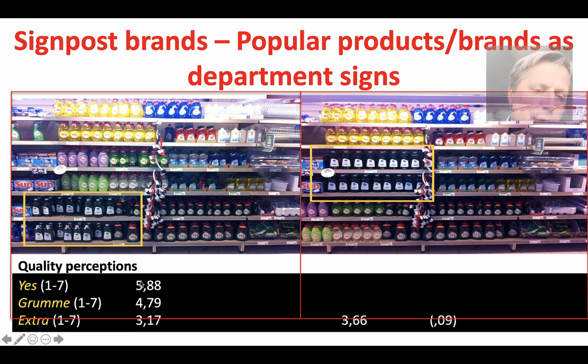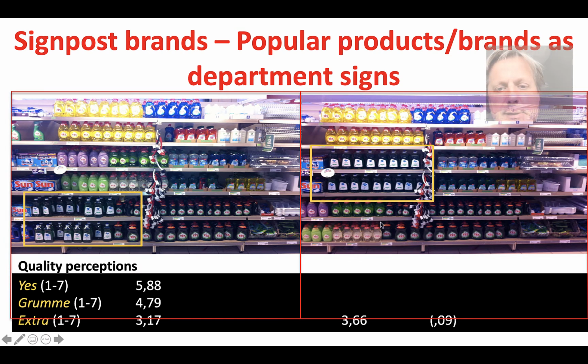And here you can see the quality perception. So for Yes, on a scale 1 to 7, it's 588. So Yes has a strong, is trusted, their quality is trusted. But you can see that Extra is not so trusted. So what happens on the right hand side? Well, we actually don't change any of the space. We just change the position.